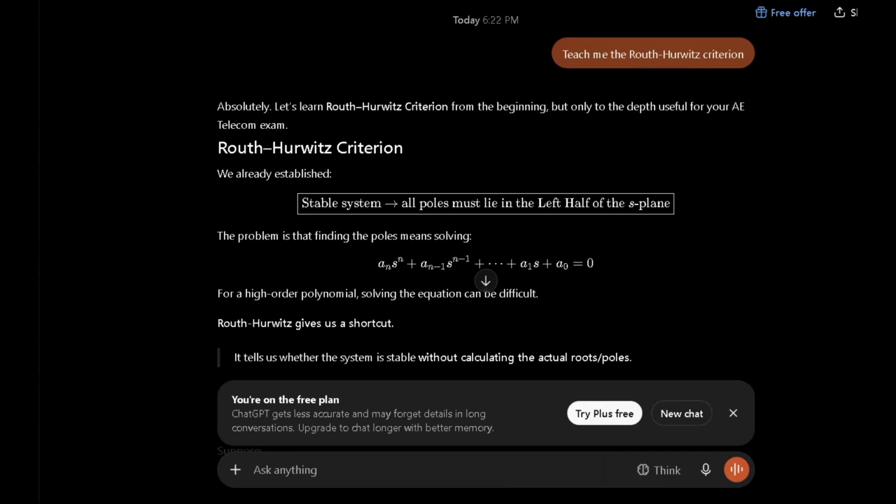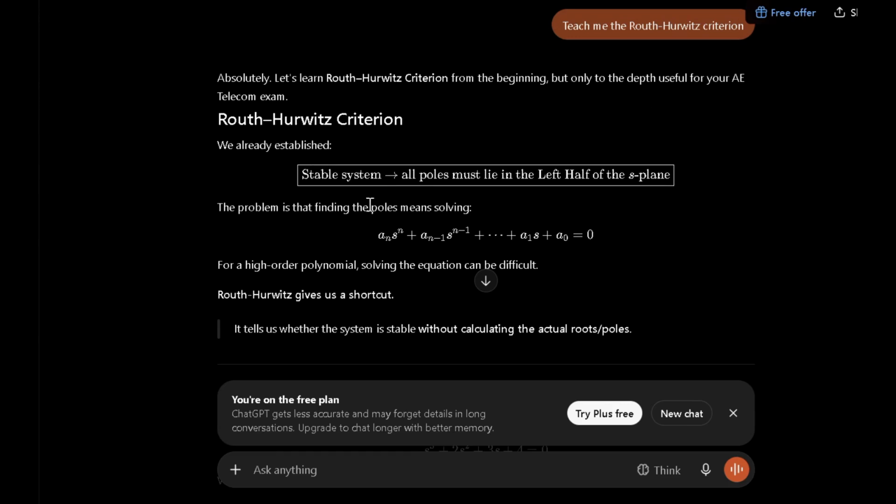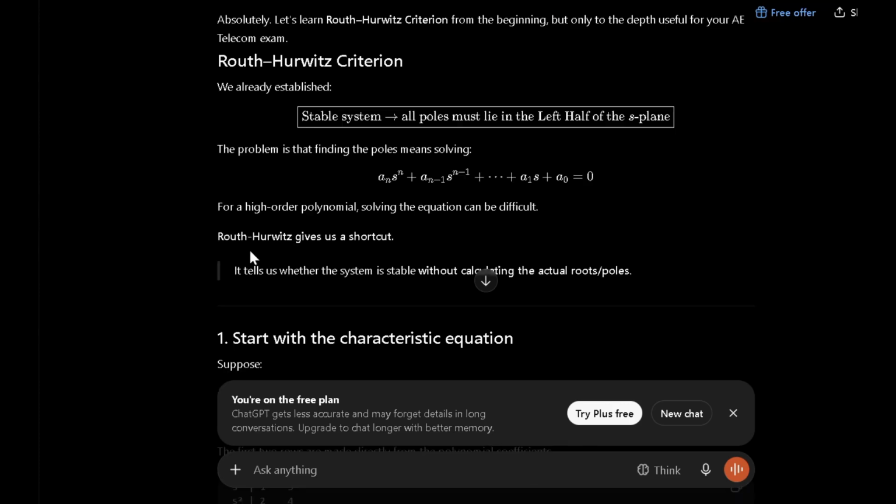So, the Routh-Hurwitz criteria. We already established that all poles must lie in the left half of the s-plane. The problem is that finding the poles means solving the characteristic equation. For a high order polynomial, solving the equation can be difficult. Routh-Hurwitz gives us a shortcut. It tells us whether the system is stable without calculating the actual roots.